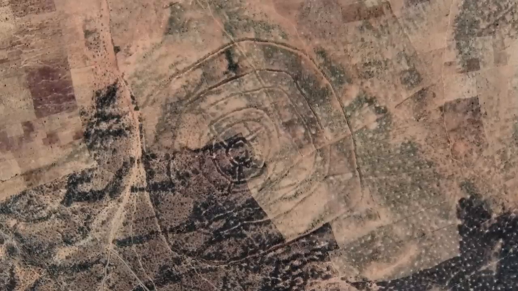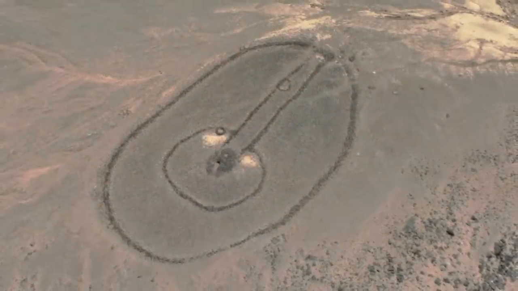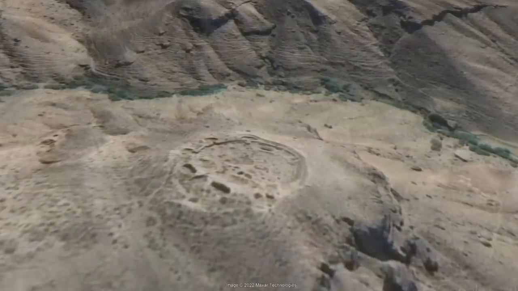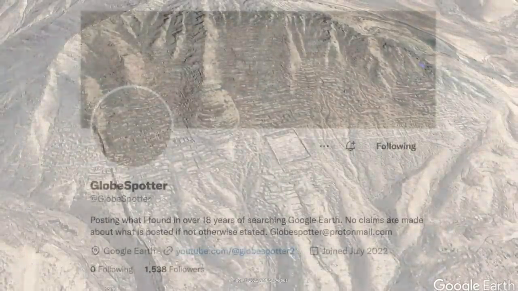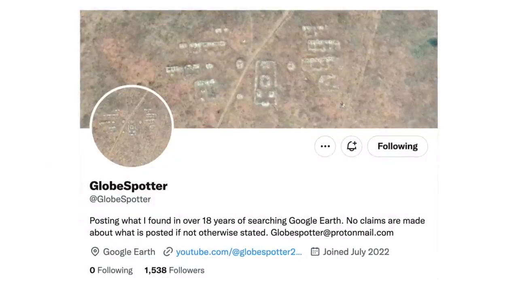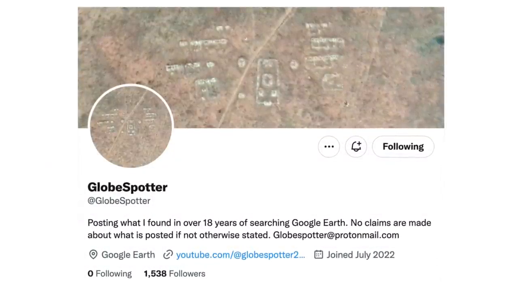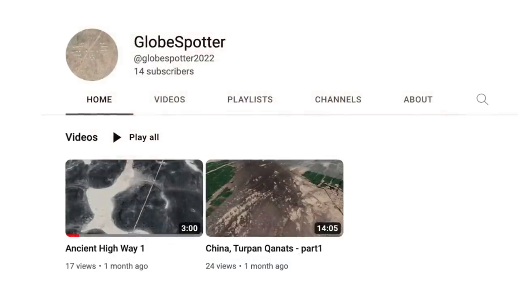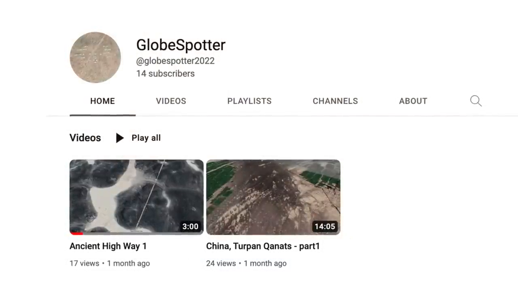Globespotter has posted about mounds, structures, specific geometric shapes, possible geoglyphs, ancient quarries, some fascinating natural wonders, and sometimes just unexplained anomalies. He already has more than 1,500 followers on Twitter, and it would be great to see this grow, to make the community even bigger. He's also recently started a new YouTube channel, also linked below.